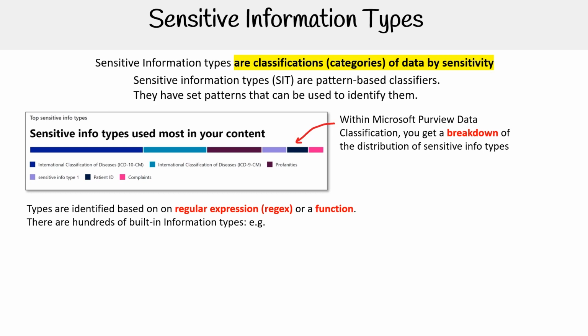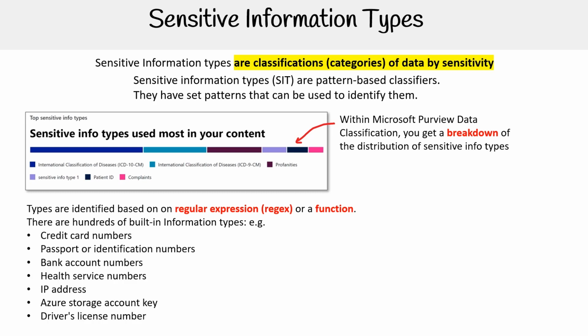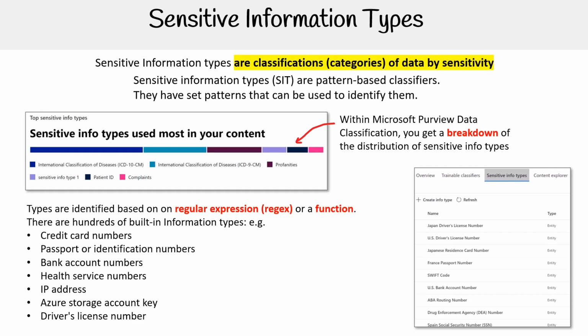There are hundreds of built-in information types, for example, credit card numbers, passport or identification numbers, bank account numbers, health service numbers, IP addresses, Azure Storage account keys, and driver's license numbers. So it's a huge list. And so here's a list of some sensitive info types.